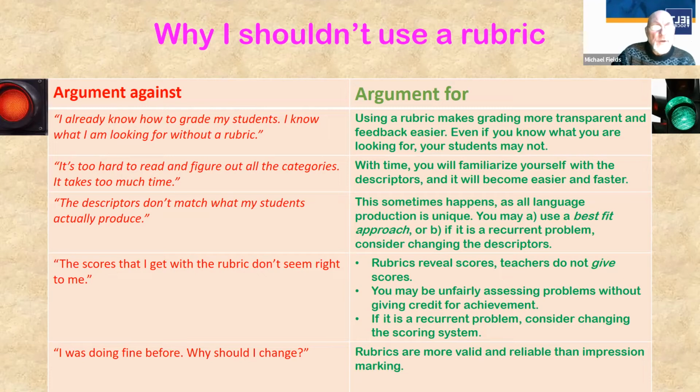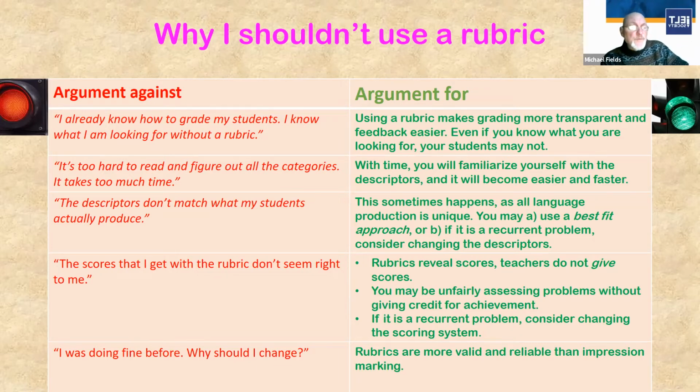Okay. Again, we talked about this already. The scores that I get with the rubric don't seem right to me. Remember, the rubrics reveal scores. Teachers no longer give scores. If you feel that you're giving away all your power, remember, you created the rubric in the first place. That's where your power lies, right? You made it, and now you're allowing the rubric to do its magic. Again, you may be unfairly assessing problems without giving credit for achievement. And again, if it's a recurring problem, then change the scoring system. If it's always giving you scores that just really don't seem right, maybe you need to update the scoring system.